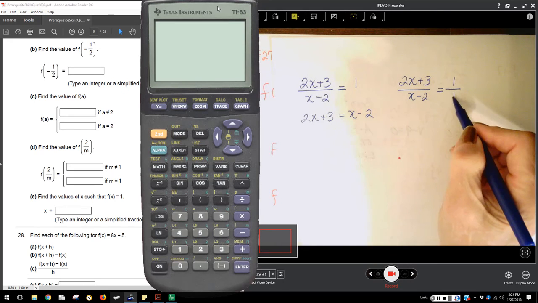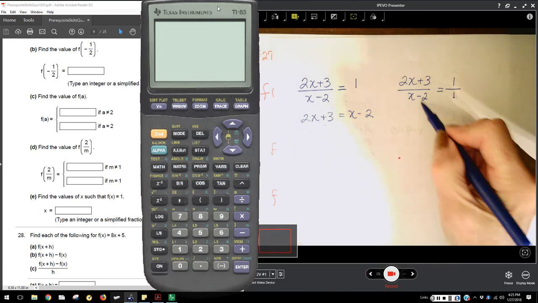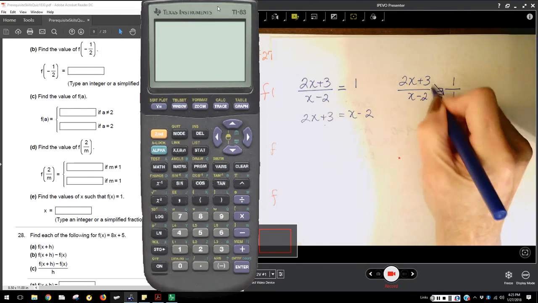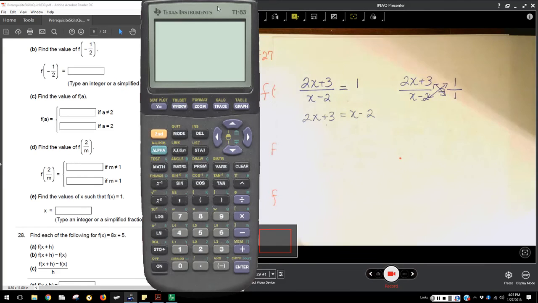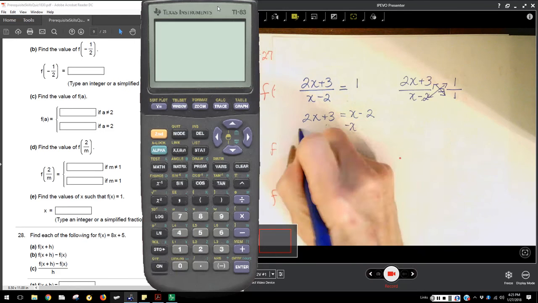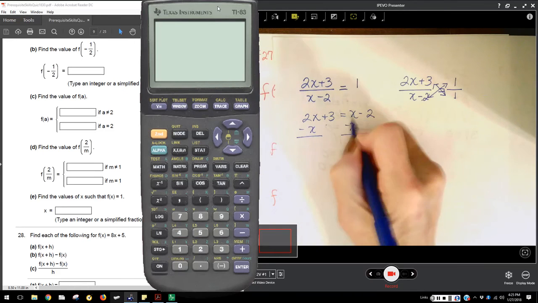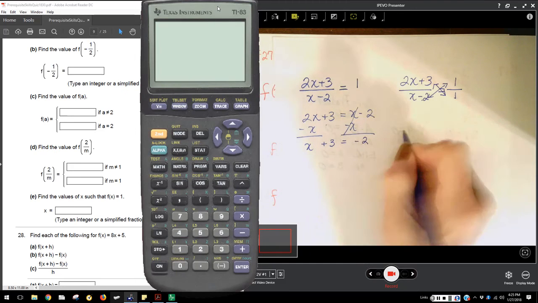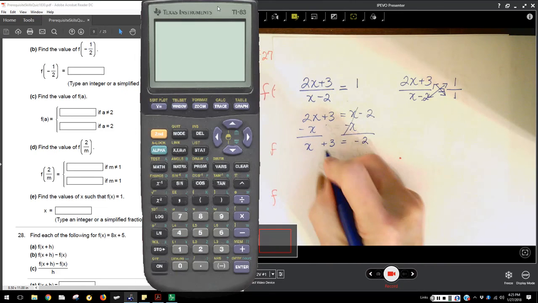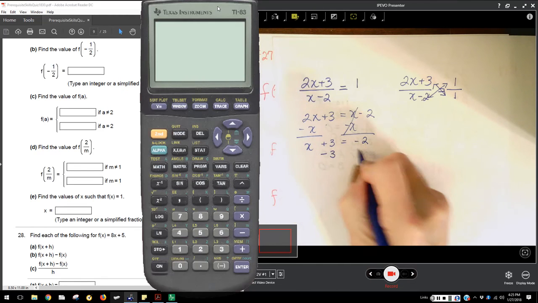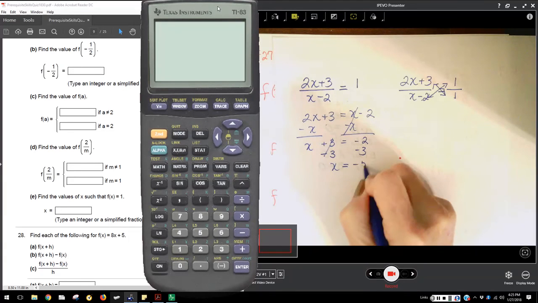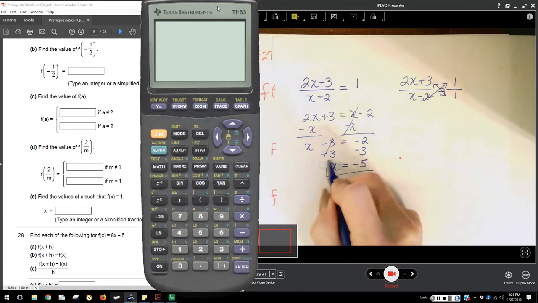2x plus 3 times 1 is 2x plus 3. X minus 2 times 1 is x minus 2. So this is the cross multiplication way of solving a rational problem. Now what this means is if I subtract x from both sides, I have x plus 3 is equal to negative 2. And if I add negative 3 to both sides, then I come out with x equals negative 5. That should be the correct solution.